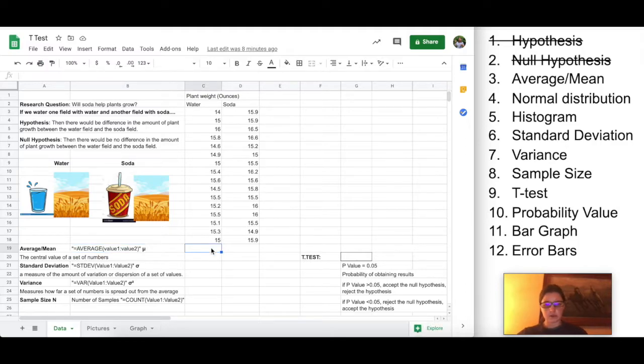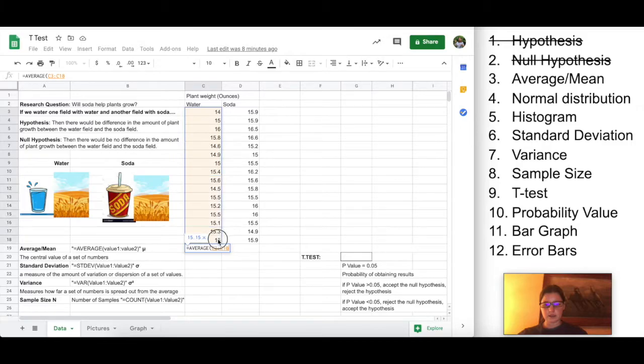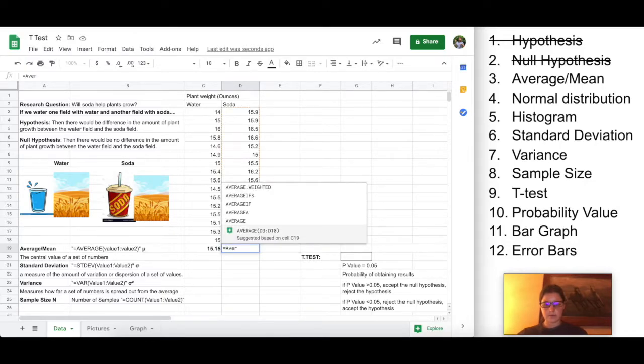Now, as a reminder, in order to do that, you press equals, average, and there it is. You can click it. And then you can highlight the range that you want to find the average for. So this is the average for the water field. And then we could do that for the next one, which is this range. Enter. And this is the average for the soda field.